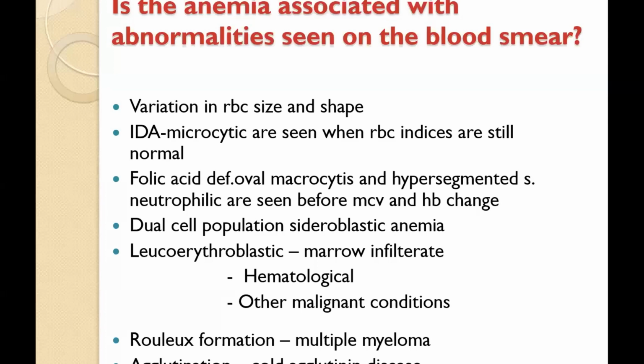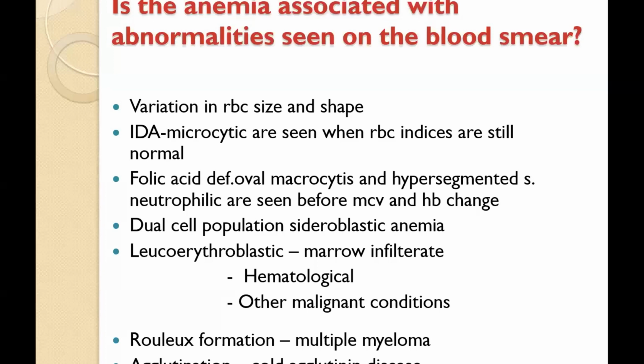In folic acid deficiency, if macro-ovalocytes are present in addition to macrocytosis, then it is more suggestive of folic acid or B12 deficiency. Hypersegmented neutrophils: these macro-ovalocytes and hypersegmented neutrophils are seen before the changes in MCV and hemoglobin.